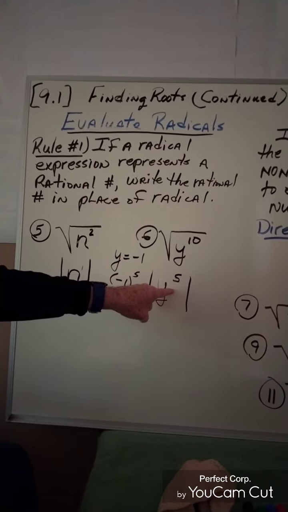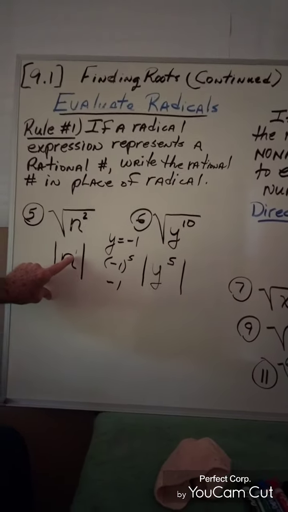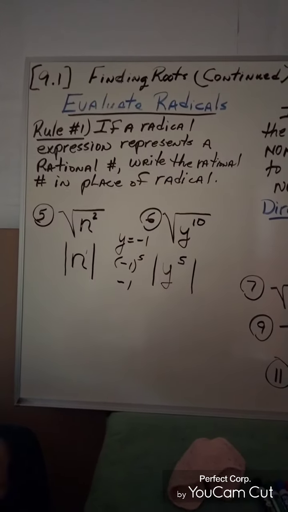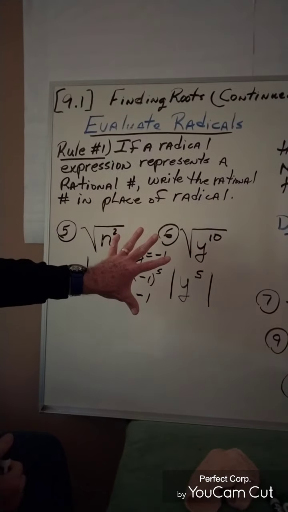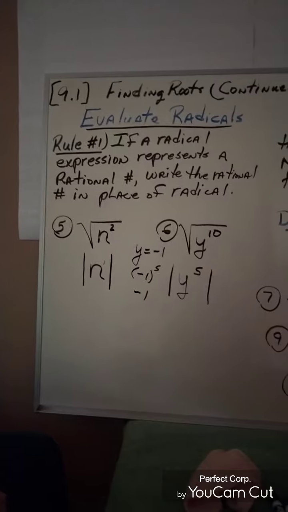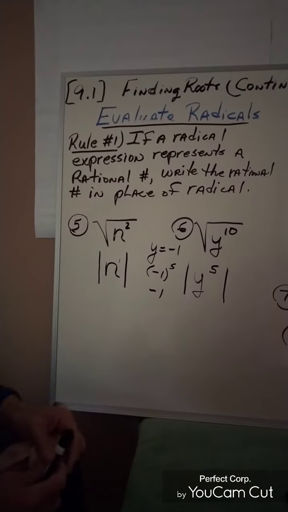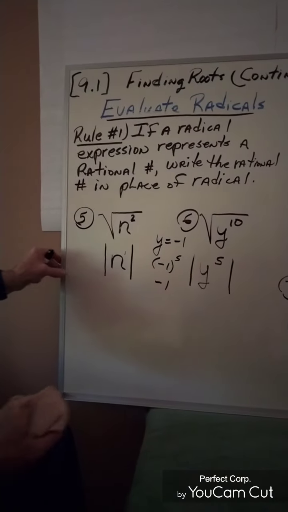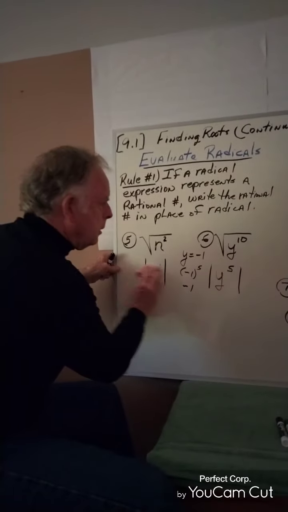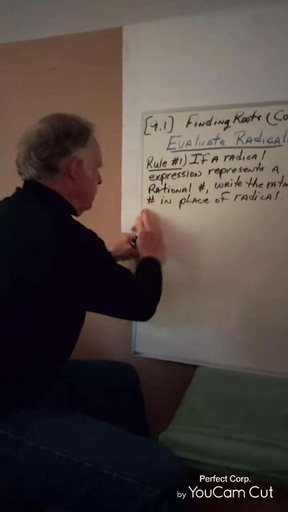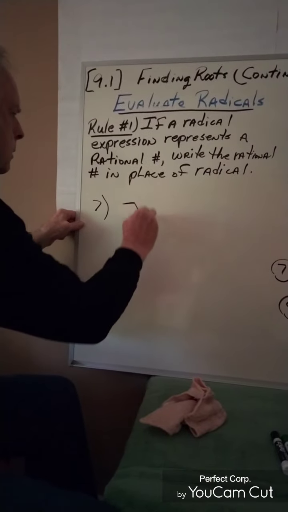But it would ordinarily have to be used on number 6 because that exponent is odd, and it would have to be used on number 5 because that exponent is odd. But I've already told you we're not going to have to worry about that. So as far as I'm concerned, the answers for 5 and 6 would simply be n and y to the 5th. We're not going to worry about the absolute value device. But later on, you will. Now let me go to number 7 and promote the one where you would not have to worry about it.